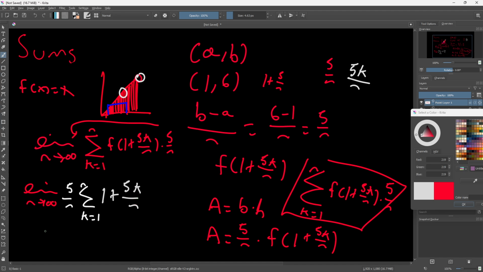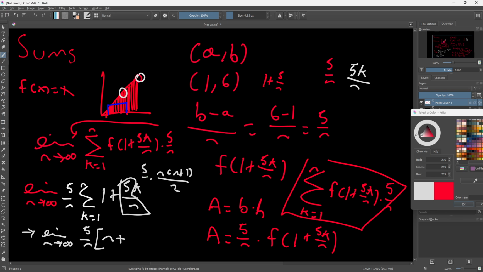And so what is that, right? Now you have to remember your sum rules. A constant in the sum is just the constant times the top limit, so that's n. And for k, it's n times n plus 1 over 2, and you'd multiply this by 5 over n because that's what k is being multiplied by here. So this would be 5n times n plus 1 over 2n, sorry.